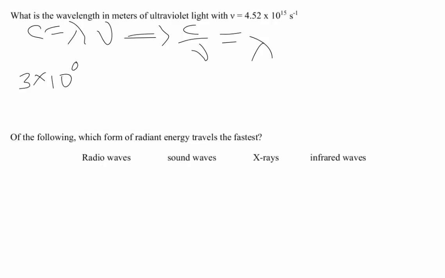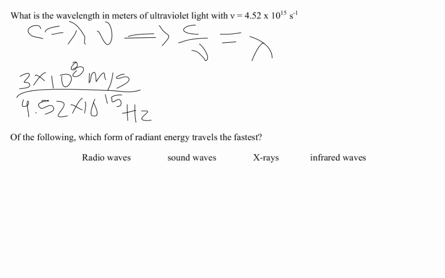3 times 10 to the 8th meters per second, all divided by our frequency, which is 4.52 times 10 to the 15th hertz, or second inverse, or 1/s. We can calculate that on our calculator, and that will give us 6.64 times 10 to the -8 meters. And that is the wavelength of ultraviolet light with a frequency of 4.52 times 10 to the 15th.